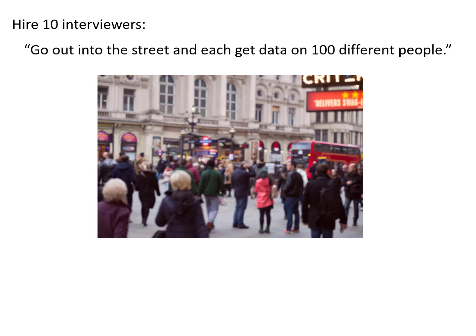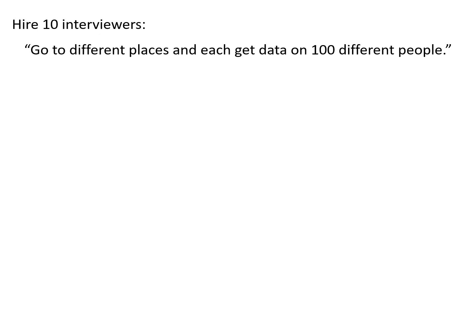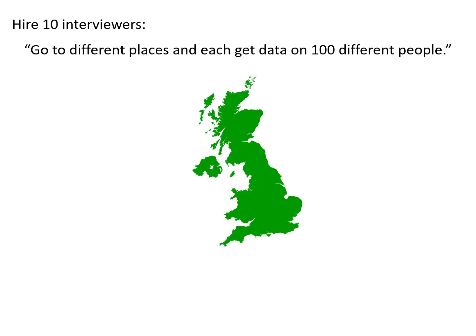Well, there's an obvious problem with this particular approach. First of all, my data comes from the one street. This may well not be representative of the entire country. Well, I can address that by simply saying, go to 10 different places. Here's my map of Britain, and I can send them off to different cities and towns around the country and say, in each of these places, I want you to measure the heights of 100 different people.